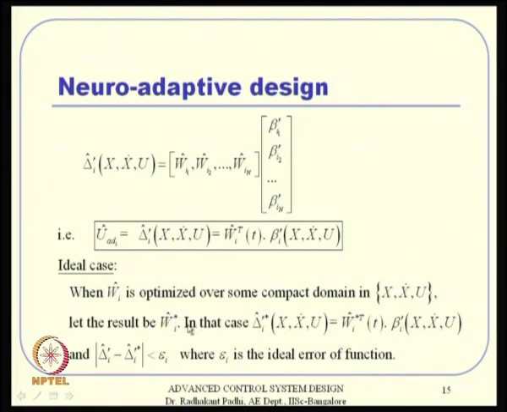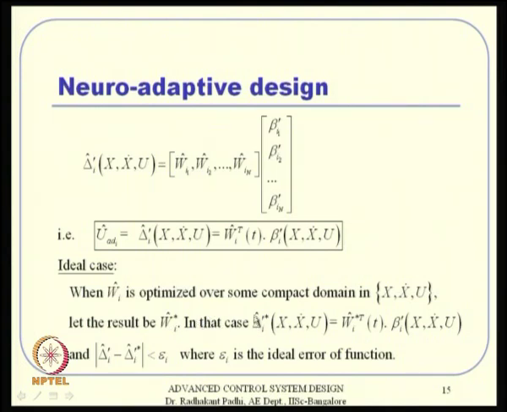Obviously W I hat star is something that we do not know, and if we knew it, we would directly select it and the problem would be over; we would not need adaptive control. We know that there exists some weight W I hat star which is ideal, but its value is unknown. So, in an adaptive way we want to approach that W I hat star as much as possible.